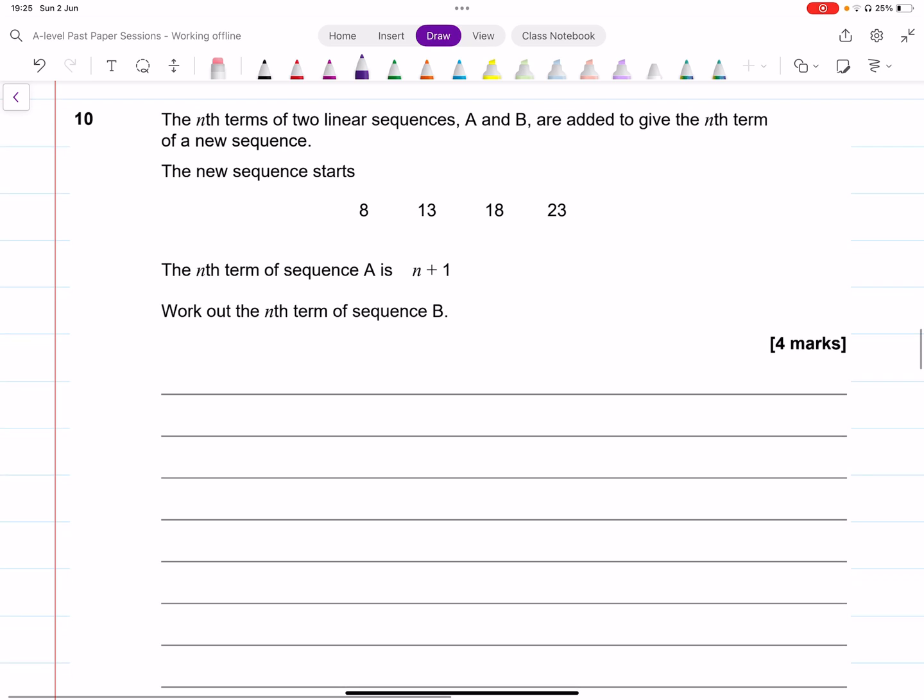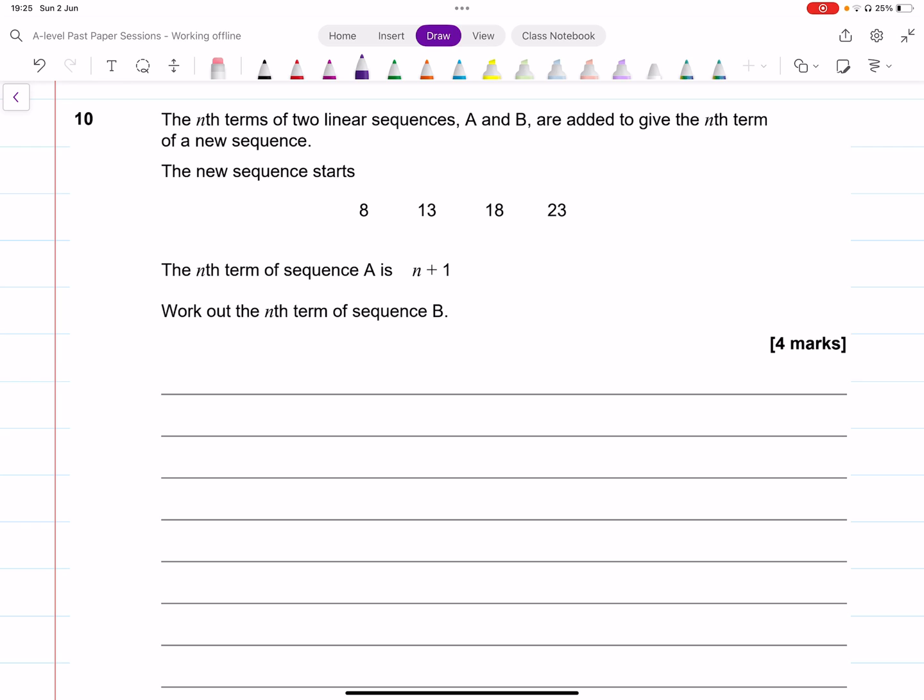Now it says the nth terms of 2 linear sequences, A and B, are added to give the nth term of a new sequence. The new sequence starts like this: 8, 13, 18, and 23. The nth term of sequence A is n plus 1. Work out the nth term of sequence B.